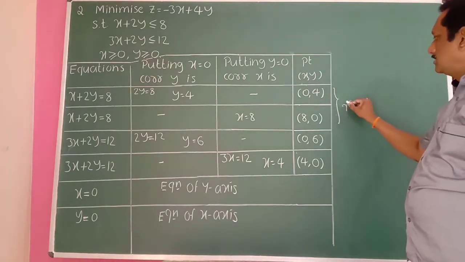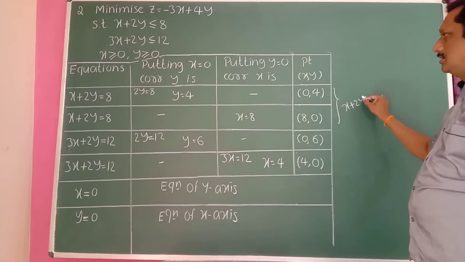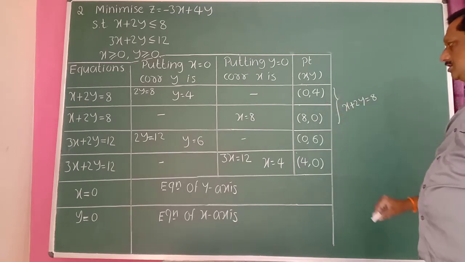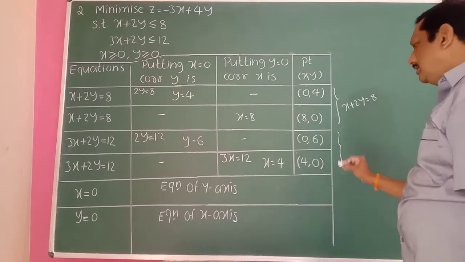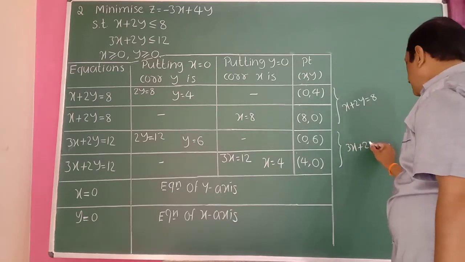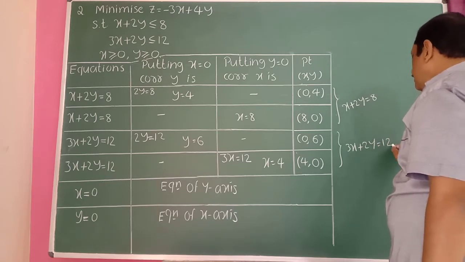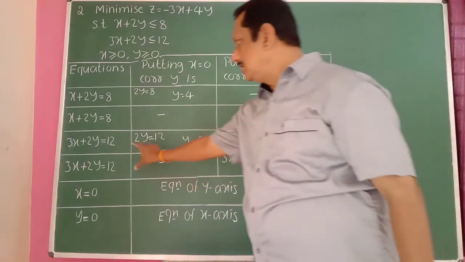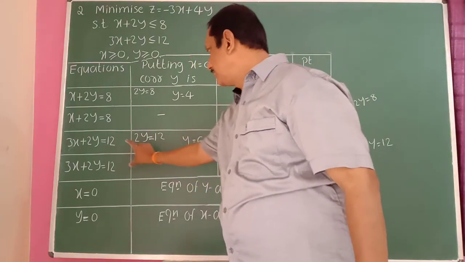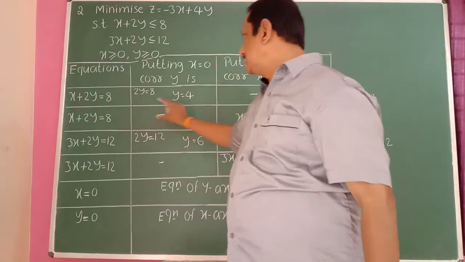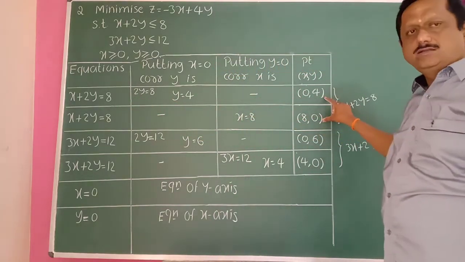The line x plus 2y is equal to 8 passes through these 2 points. And here 3x plus 2y is equal to 12, this line passes through these 2 points. Okay. Using this equation we get these 2 points, and using these equations we get these 2 points here.